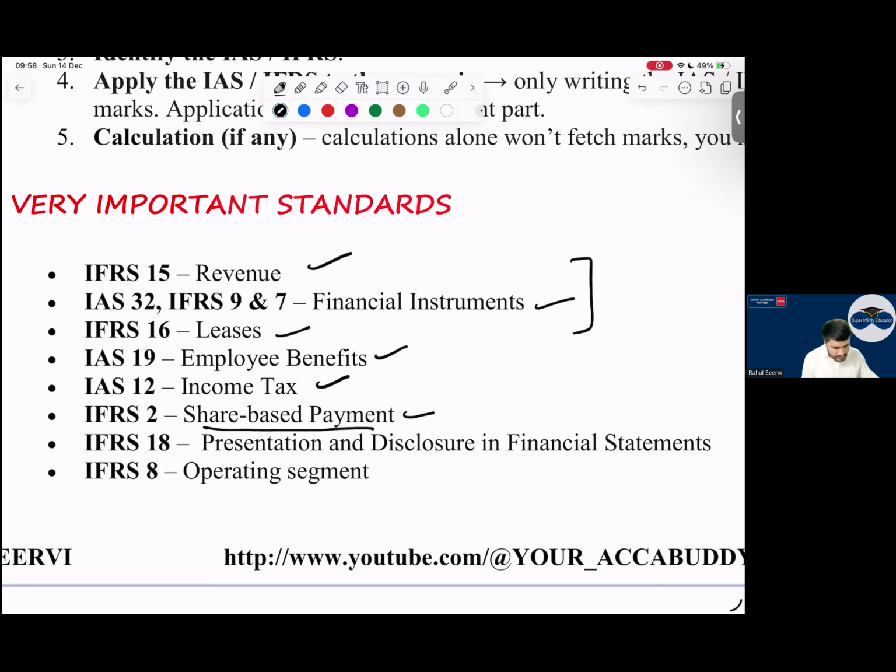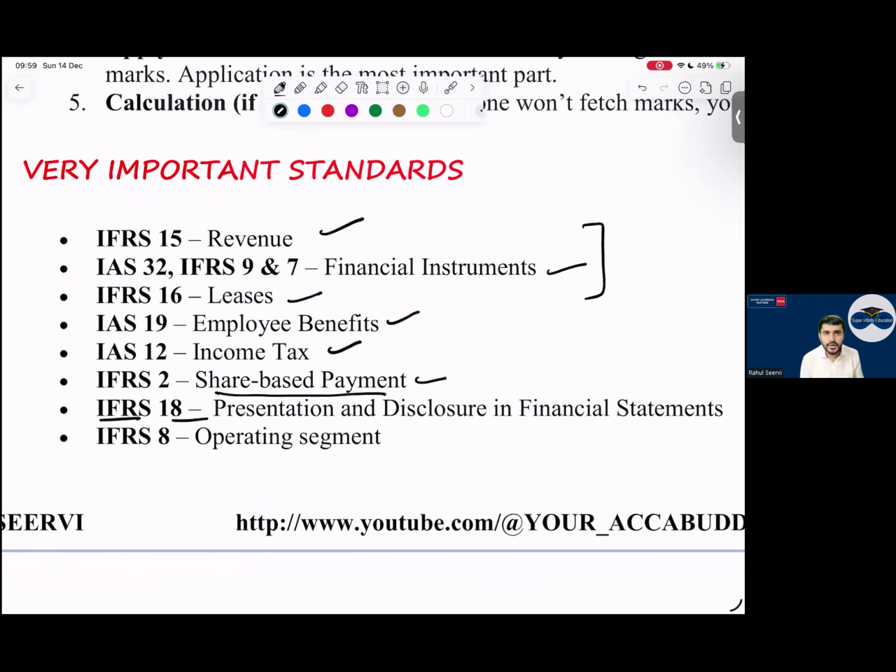Yes, sir. Then your IFRS 18, very important, which has replaced your IAS 1. Then your IFRS 8 operating segments, an important topic. So these are the topics which I say are very important. Yes, there are other topics also which are important, which relate to your F7.